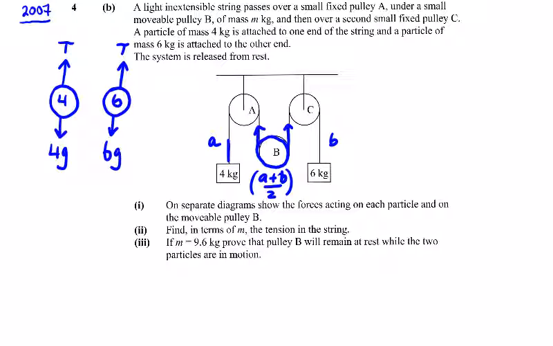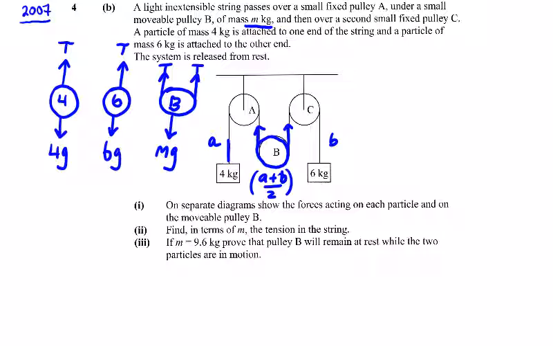T going up. So let's look at our B as well, with our 2T. And there we have a mass for M, not just M kilograms for B, so mg. So what are we asked here? We're asked on separate diagrams, so we just need our acceleration and then find in terms of M the tension.